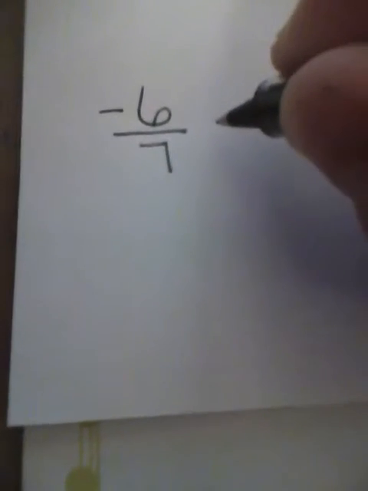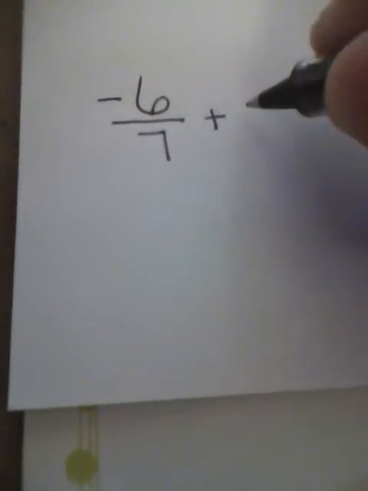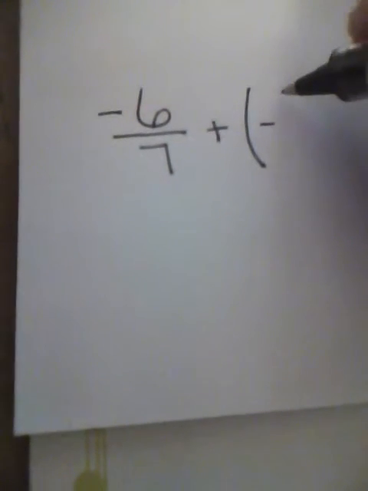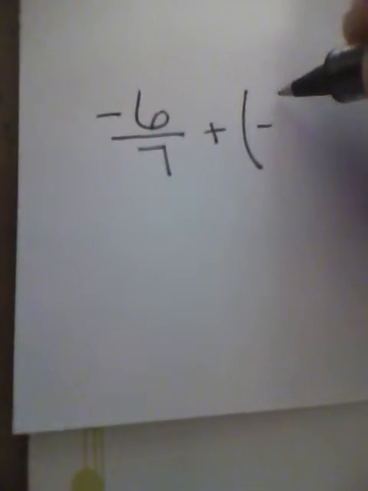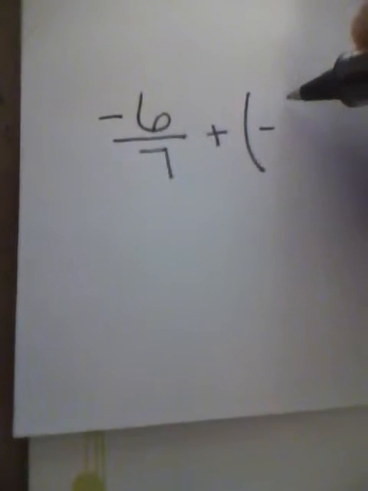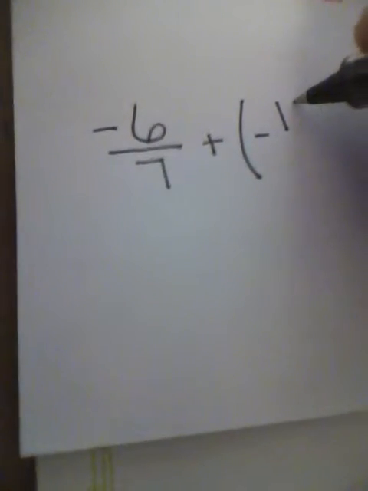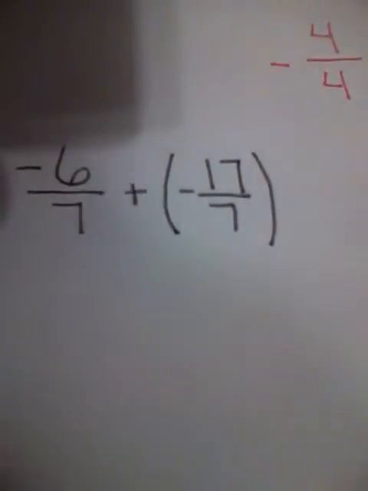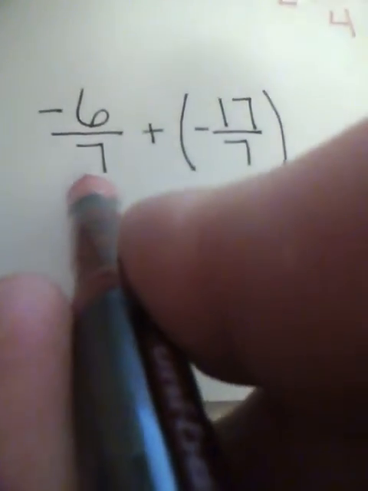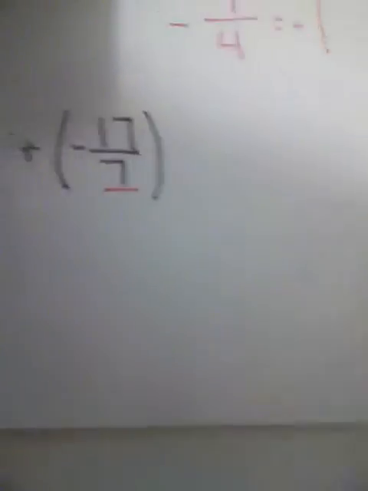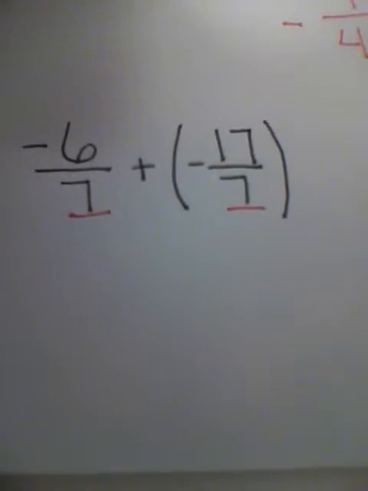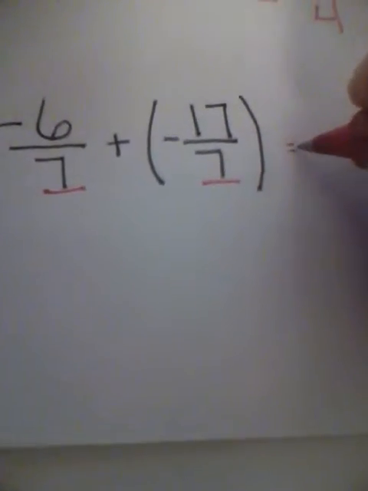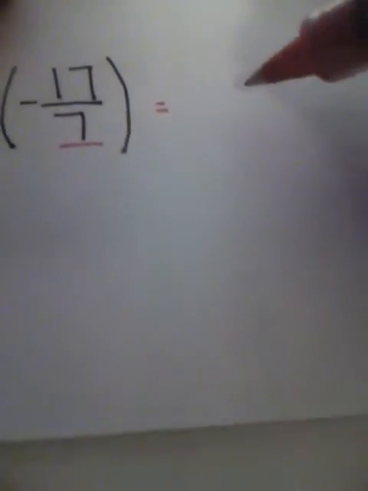Let's try negative 6/7 plus negative 17/7. Okay, I'm looking at this problem. The first thing I like is that both denominators are the same, so I don't have to find a common denominator, which will come later in the week. So I'm simply going to say the denominator is 7.